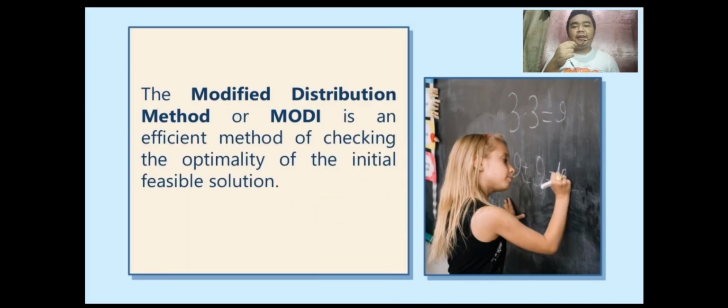MODI method is an improvement over the stepping stone method. This model studies the minimization of the cost of transporting a commodity from a number of sources to several destinations. The supply at each source and the demand at each destination are known.